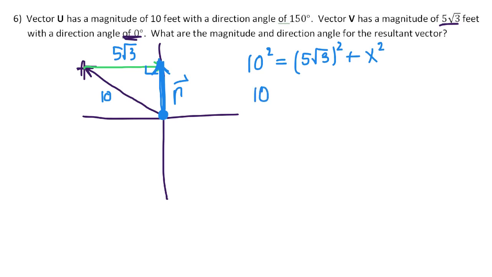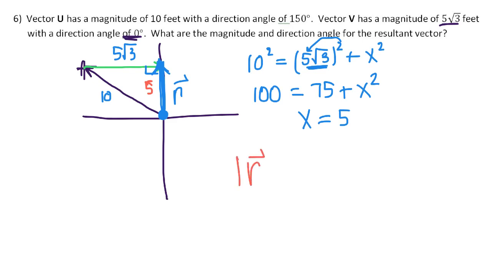So we have 100 equals, if we square this radical, we get 3, but we also need to remember to square 5. So that's 25 times 3, or 75, plus x squared. And so it looks like my side is going to be 5, which again, if you recognize and remember your special right triangles, then you're going to know that side is 5, and that's quite okay. So I know the magnitude of vector R is going to be 5.